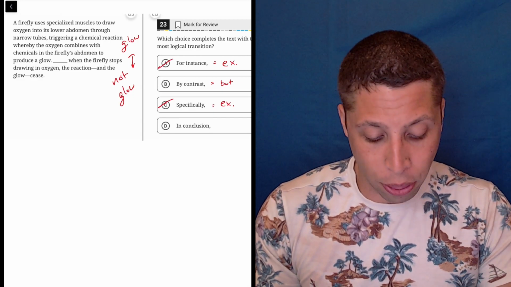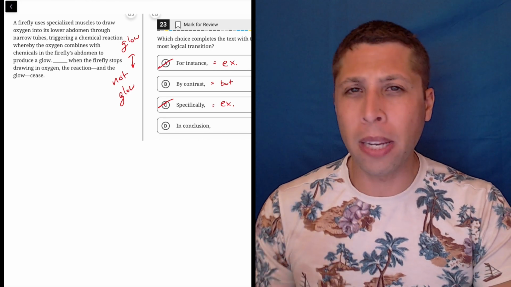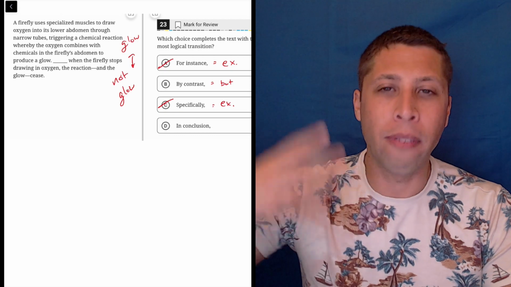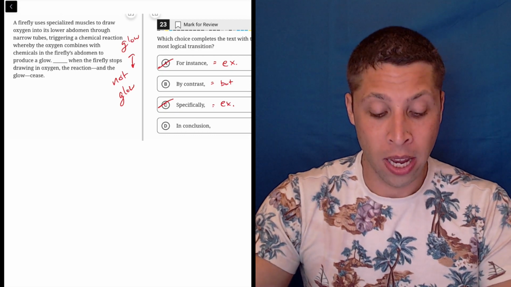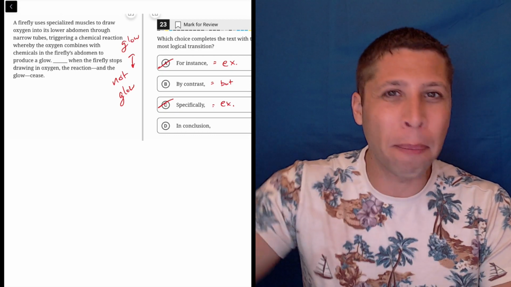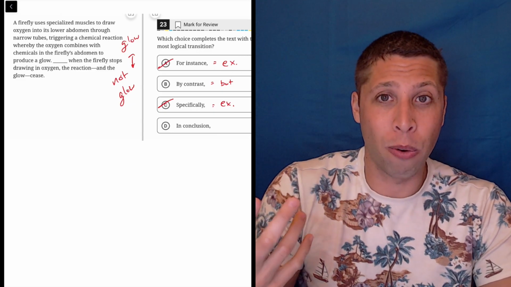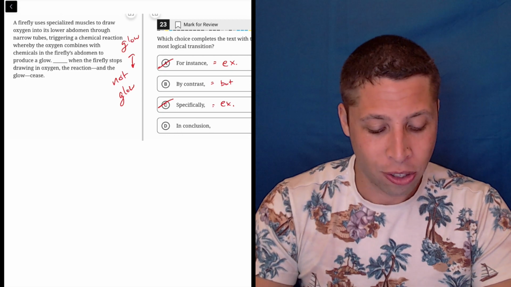So A and C, I thought were going to be wrong. And even just thinking about their meanings now, it doesn't make sense, right? This is all just one example of how the firefly kind of works. So it's not like the second sentence is an example of the first, right? Like even as we said, it's an opposite. It's telling us how, like when it stops working. So those don't make sense.